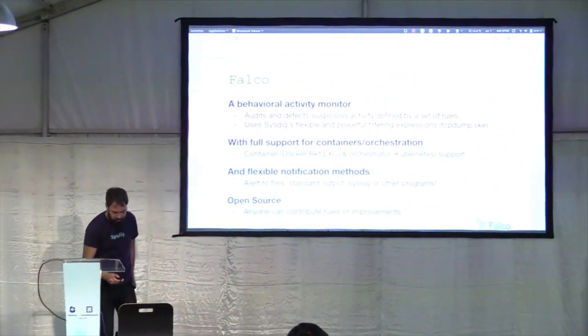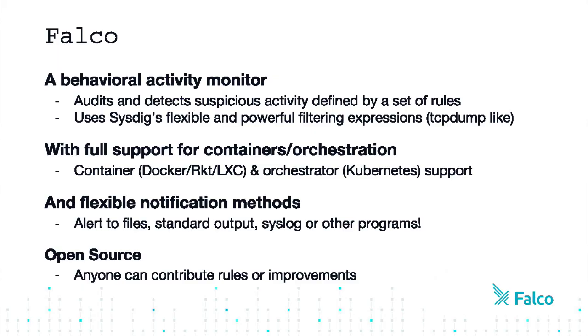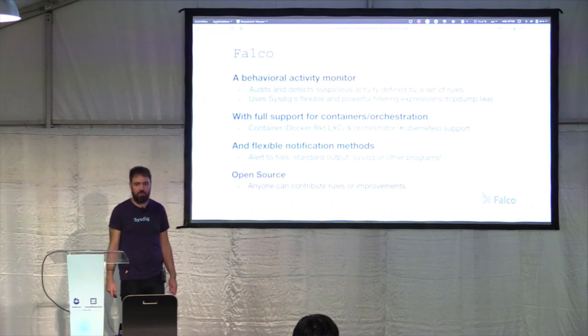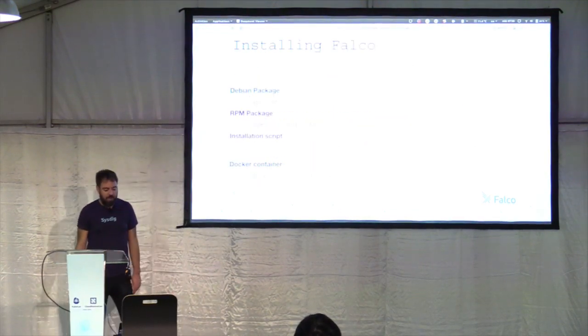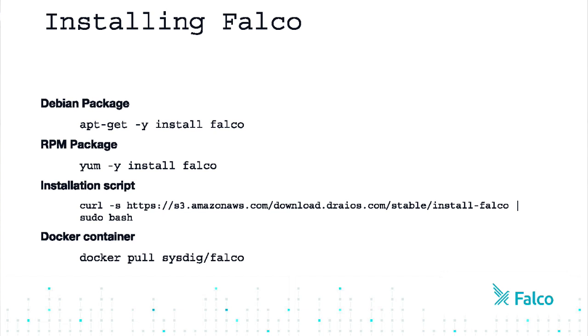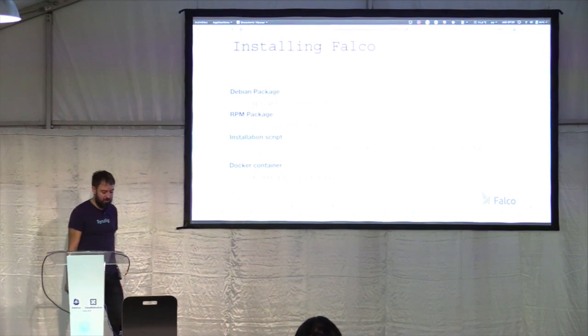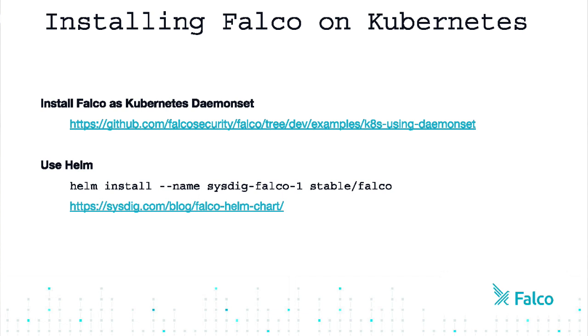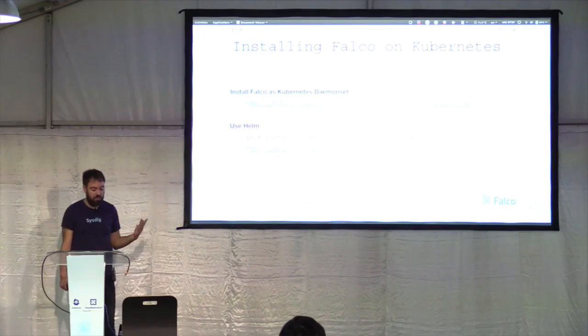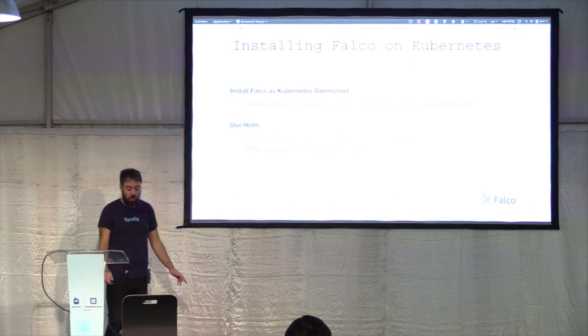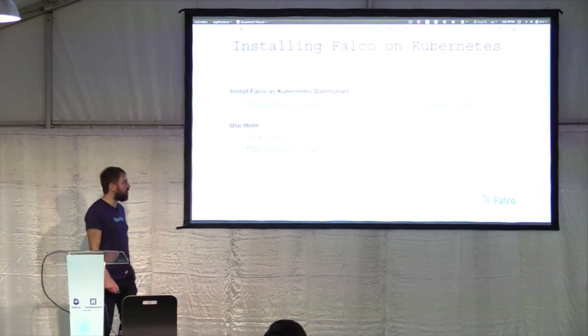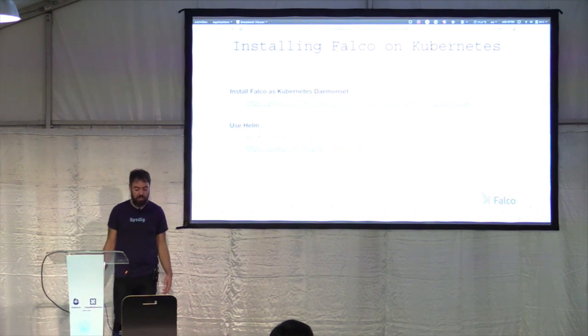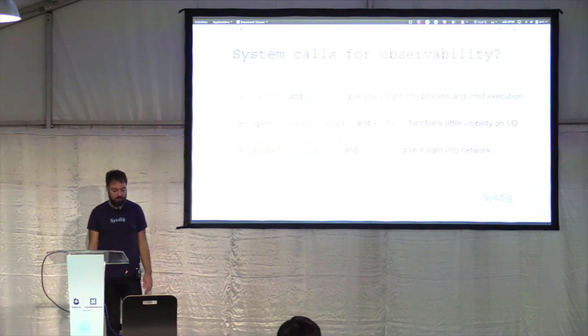As I mentioned before, Falco is open source, so you can install it, contribute to it, break it, or improve it. Installing Falco is as easy as installing a package, or, if you want to install it the way it shouldn't be installed, using the bash one-liner. It's also available as a Docker container, but probably today, if you're here, it's because you're running Kubernetes, so you can deploy it using a DaemonSet, or in an even easier way, using Helm. We have a Helm chart, which is just a one-liner to install Falco.